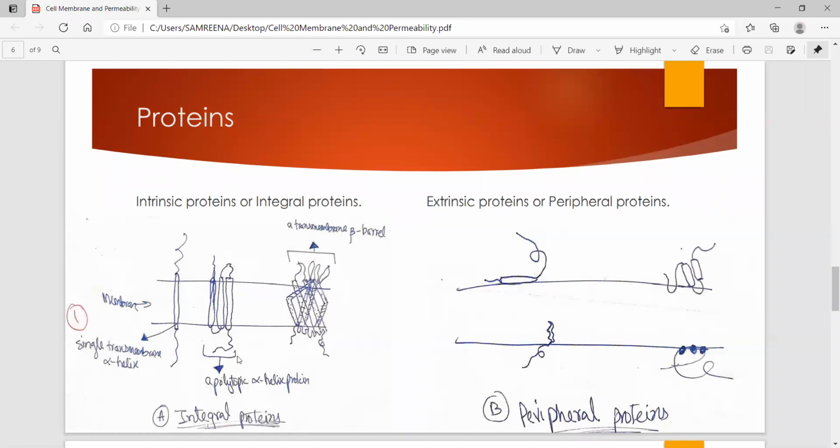That time we have to utilize the ATP energy. Now the proteins, which are the main important constituent of our plasma membrane, may be intrinsic or integral proteins. Integral means within, somewhere. It means within the lipid bilayer membrane.